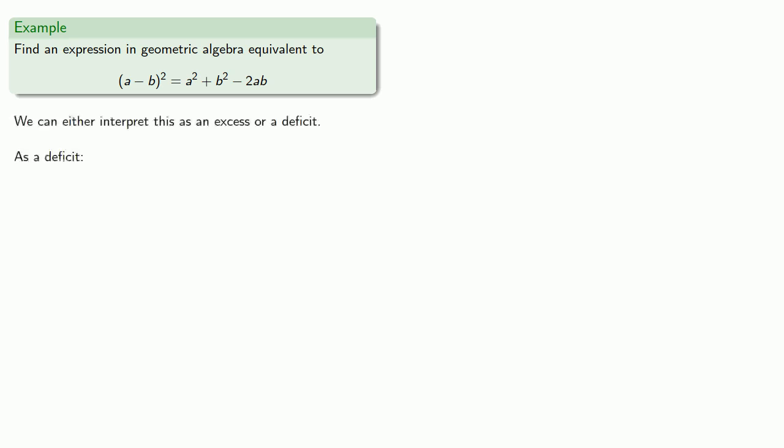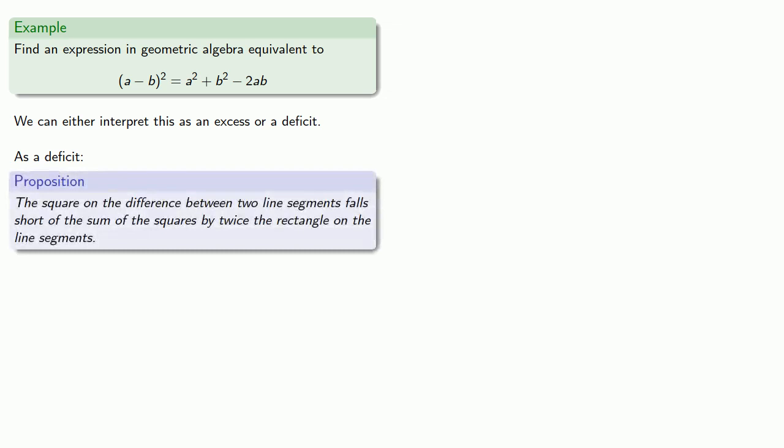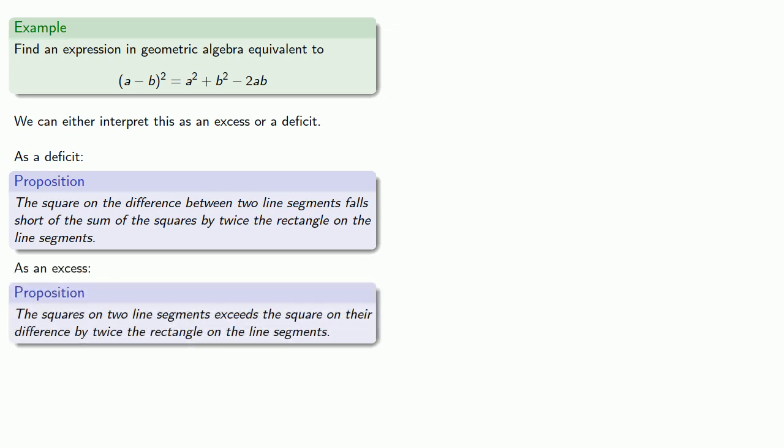So we could express it as a deficit. The square on the difference between two line segments falls short of the sum of the squares by twice the rectangle of the line segments. Or we could also express it as an excess. The squares on two line segments exceeds the square on their difference by twice the rectangle on the line segments.